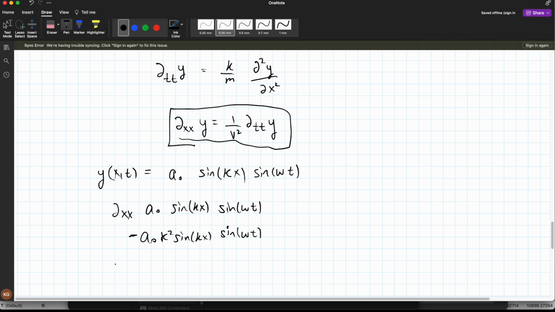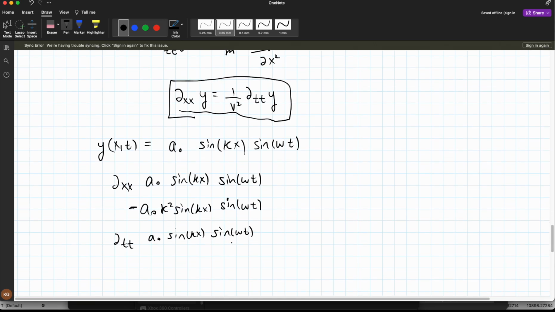And then we have d_tt acting on the same expression, sine kx sine omega t. And this is the same thing. When we take the derivative of a sine two times, we get the number inside squared on the outside, and a minus sign. So a naught, minus omega squared, sine kx sine omega t. Great.